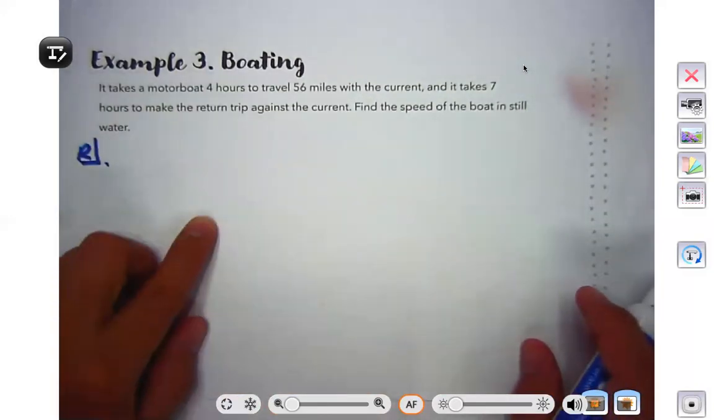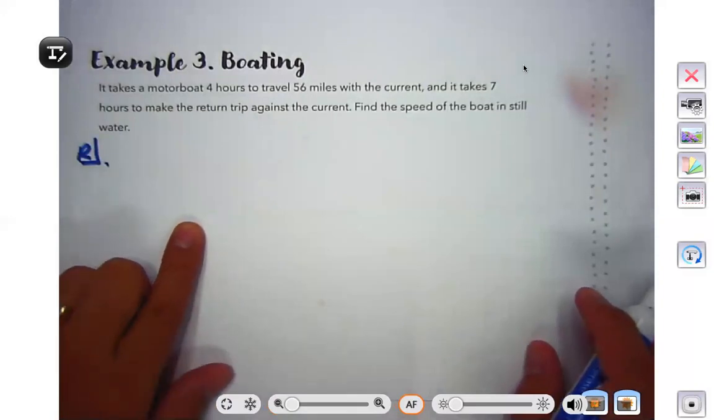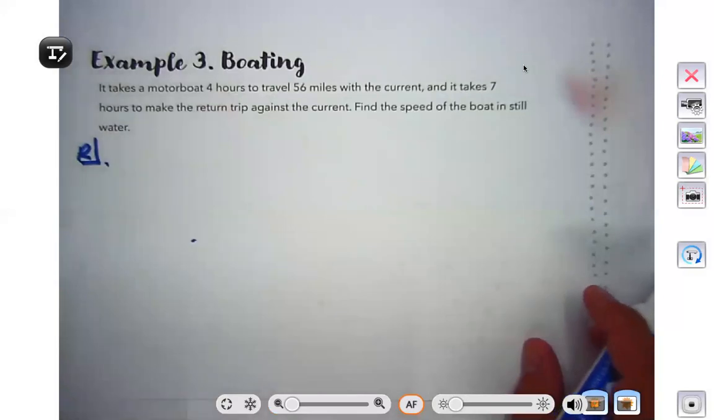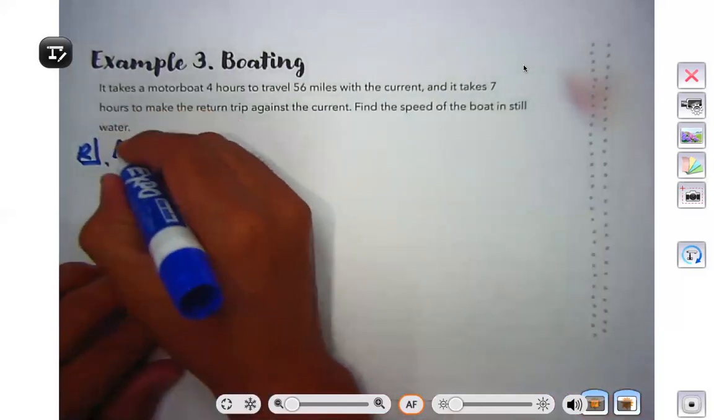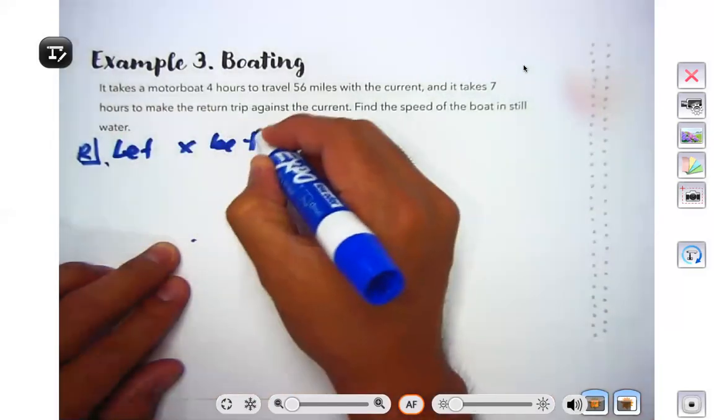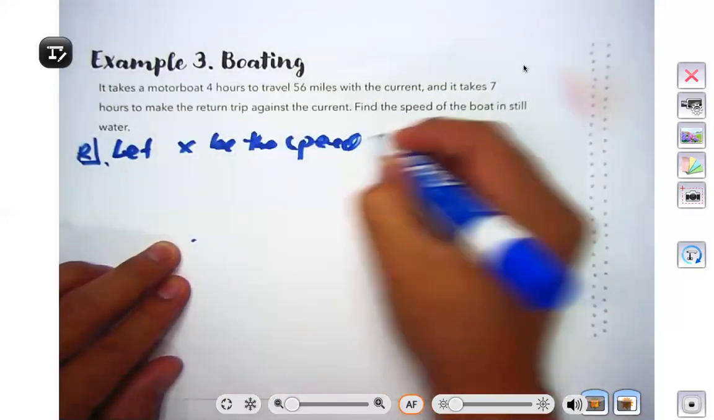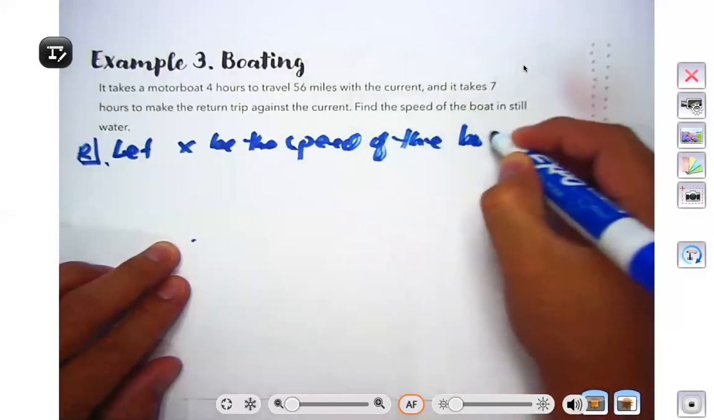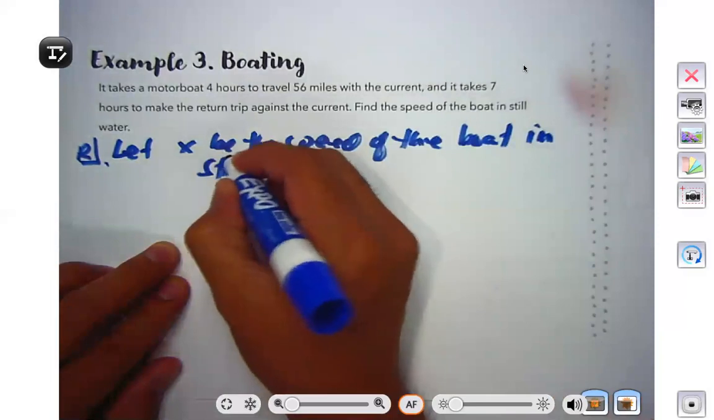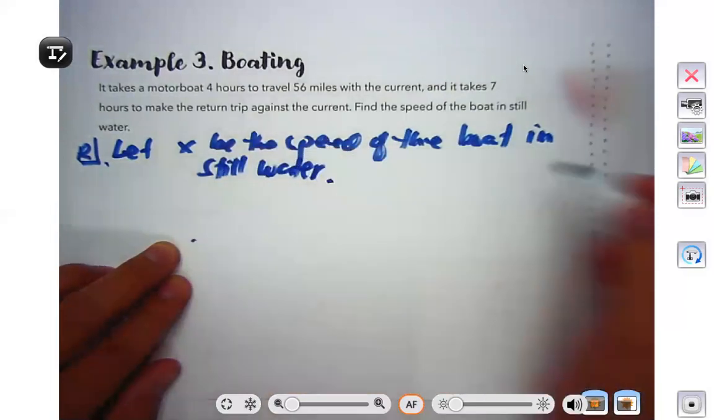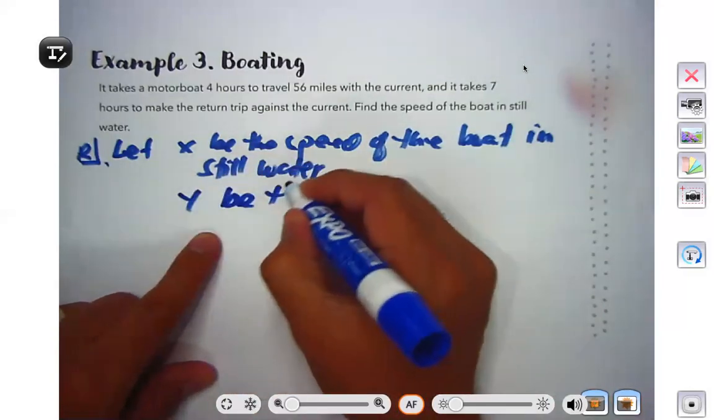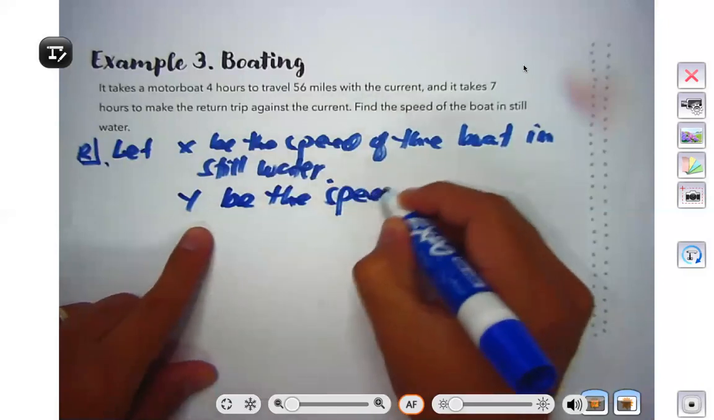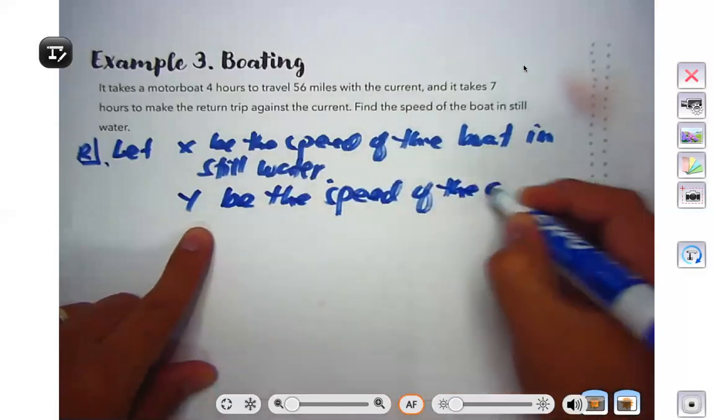So what shall we do here? Let's represent the speed of the boat in still water. But we also do not know the speed of the current. So we need to represent both because we need them in our solution. So let's say let x be the speed of the boat in still water. How about the speed of the current? Let it be y. Let y be the speed of the current.